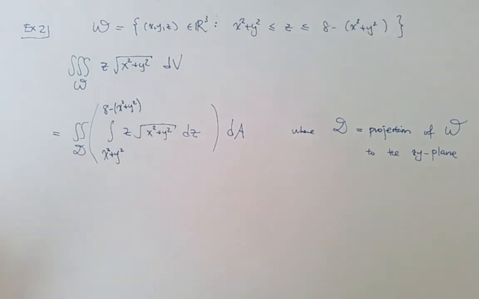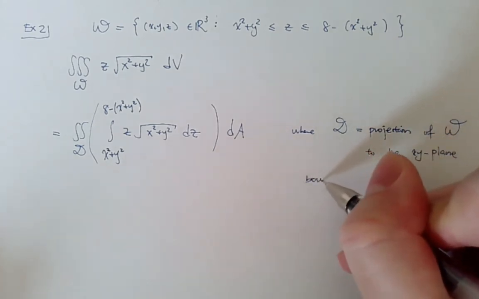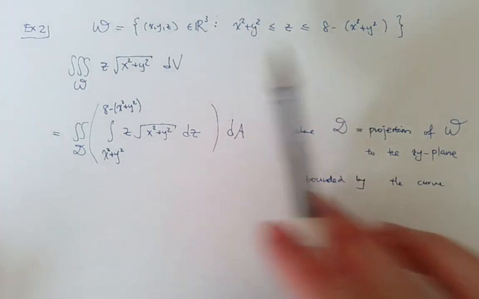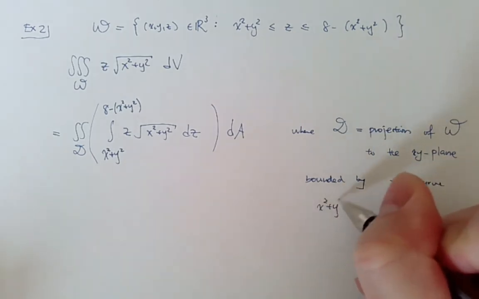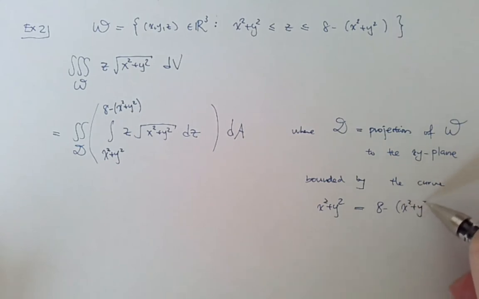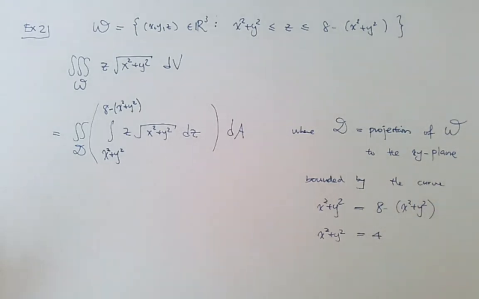What is that? Well, these two curves intersect at some point, so it's bounded by the curve of the intersection of these two surfaces. x squared plus y squared equals 8 minus x squared plus y squared. In other words, if we move this to the other side, we get x squared plus y squared is equal to 4. Now I moved it to the other side and divide by 2. So that's equal to 2 squared.